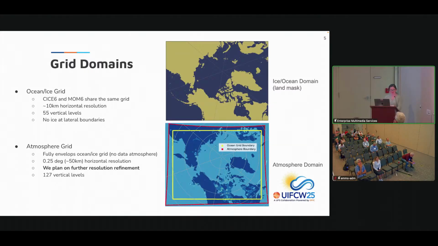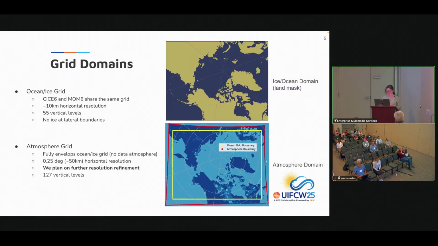A little bit on the grid domains that we're working with. Right now the ocean and the ice share a grid, which is 10-kilometer horizontal resolution and 55 vertical levels. One of the key things we wanted to do was make sure there's no ice at the boundaries, since that will make things a little bit difficult. So we're trying to focus on a large enough grid that we can get the whole Arctic in there without worrying about those ice boundary conditions.